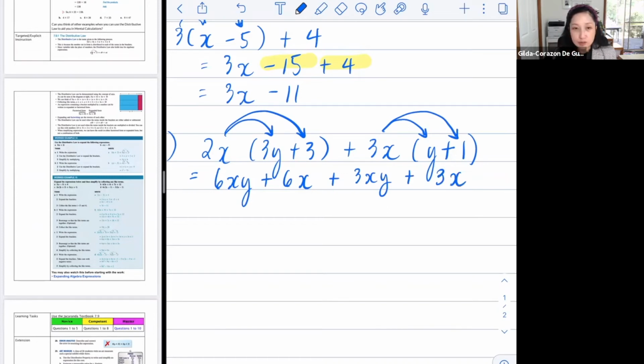Now, which ones can we put together or combine? We have here xy. This one's xy. That's also an xy, and therefore we can combine these two. And the result would be what? 6xy plus 3xy. You just simply add the coefficients. So 6 and 3 gives us 9, and therefore that becomes 9xy, right?